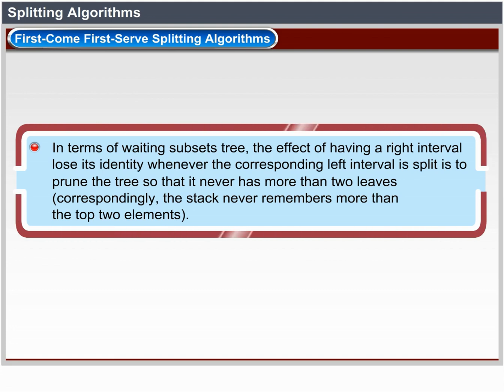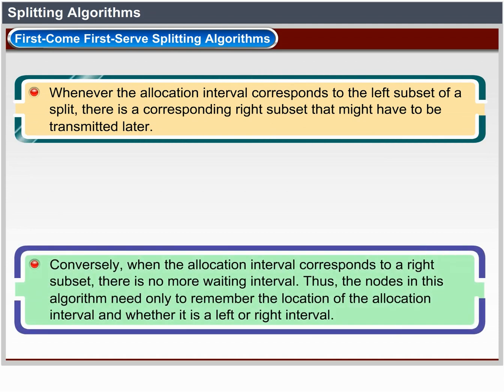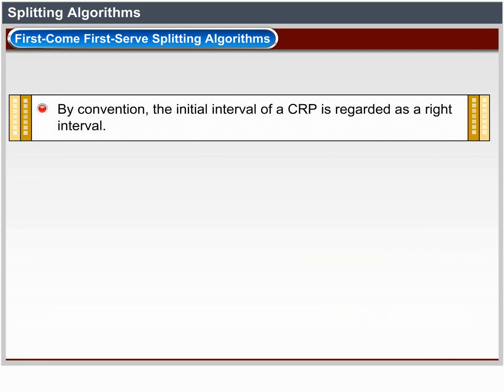Whenever the allocation interval corresponds to the left subset of a split, there is a corresponding right subset that might have to be transmitted later. Conversely, when the allocation interval corresponds to a right subset, there are no more waiting intervals. Thus, the nodes in this algorithm need only remember the location of the allocation interval and whether it is a left or right interval. By convention, the initial interval of a CRP is regarded as a right interval.